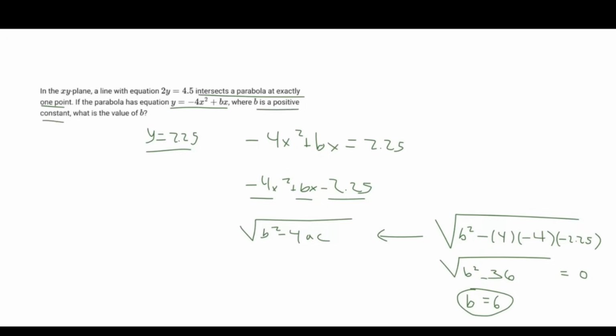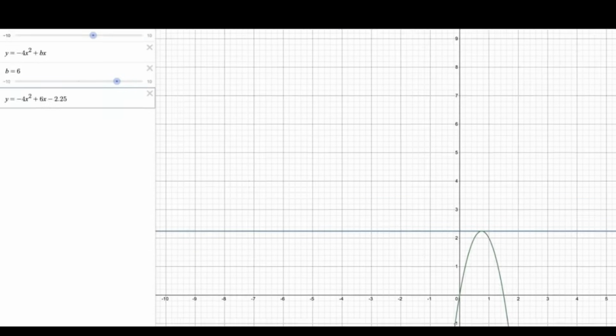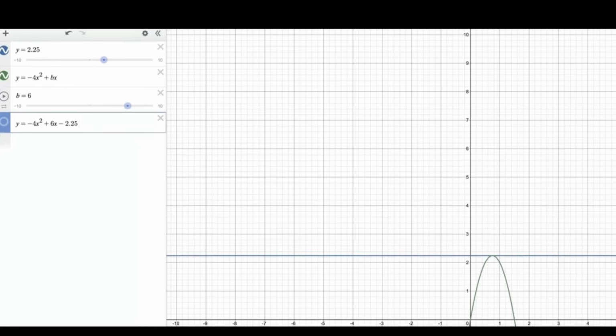So that is how you solve that, but I also want to show you a much easier way and also explain it a little more in case you didn't understand that explanation. So let's move over to Desmos, and I do need to adjust the camera a little bit. So here what you'll see is that what I've done is plotted y equals 2.25, right? Because it's a system, I'm setting both of the equations onto the graph, and then y equals negative 4x squared plus bx. But what Desmos does is it reads b as a constant, right?